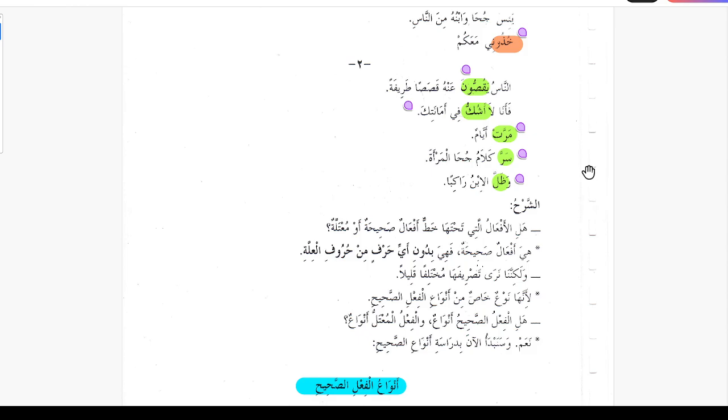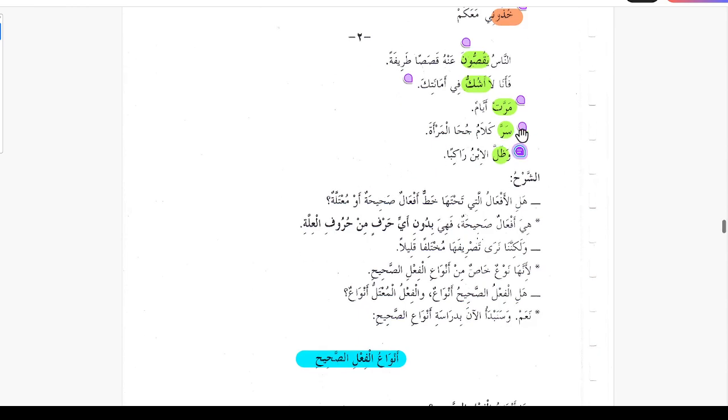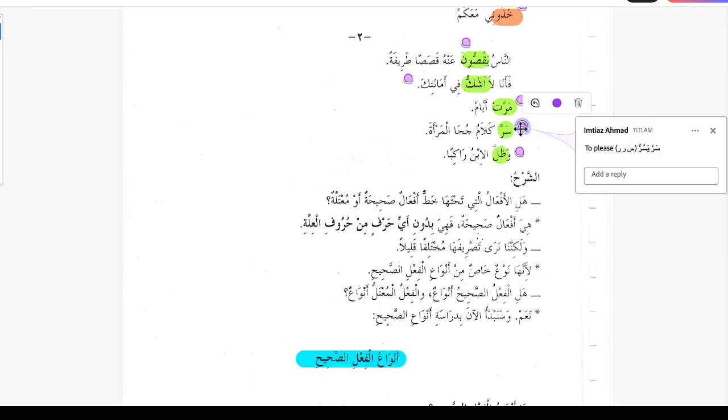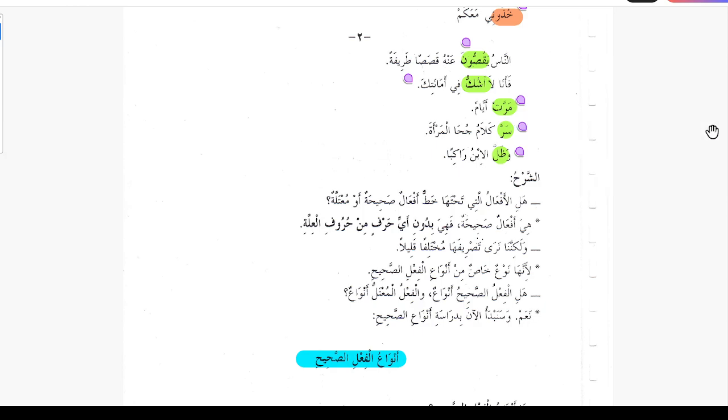Sarra Kalamul Juha Al Marata. So Sarra is the verb. Sarra yasurru. The root letters are Sin, Ra and Ra, and the second and third are the same root letter, to please. So this is the statement of Juha: please the lady, please the woman.